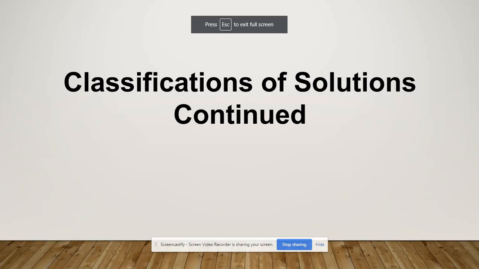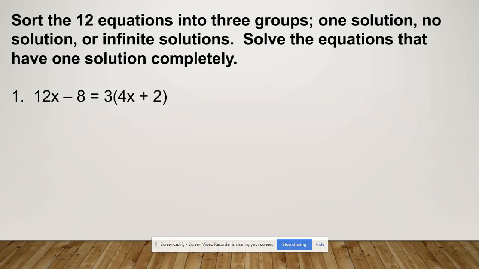Okay, gang, so today we're going to continue with classification of solutions. Remember that equations can have actually three types of answers. One, if you can solve for one single answer for x. None, if you can't solve it at all. And infinite, if both sides of the equation are exactly the same. So let's take a look at some more examples.